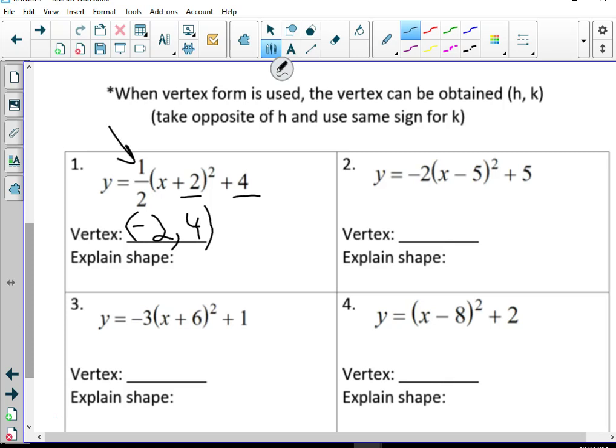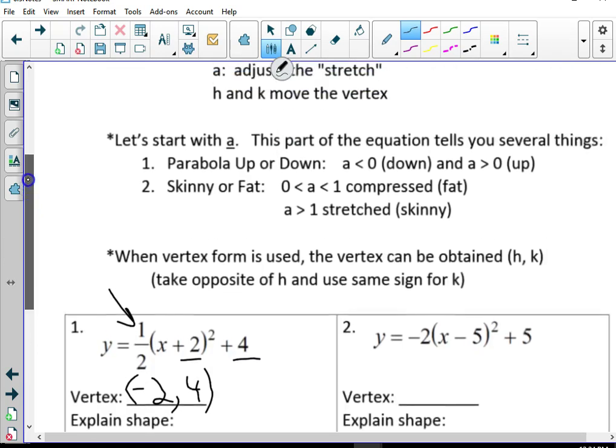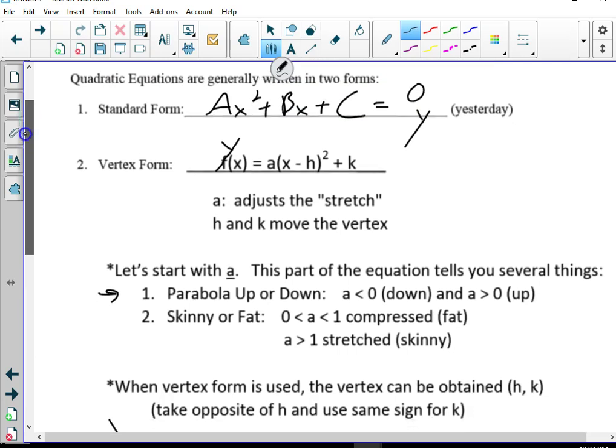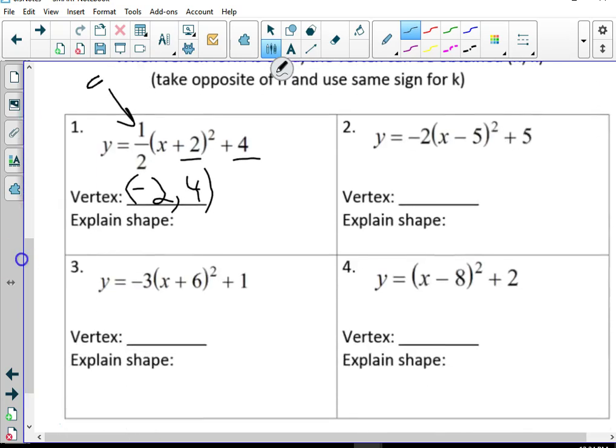Remember, this tells you whether it's going up or down. It's going up. It doesn't tell you about how, it's not a slope, it's a parabola. But it tells you whether it's going up or down. Remember up here, it says if a is less than 0, it's down. If a is greater than 0, it's up. So a is the number in front of the parentheses. So this is a right here.